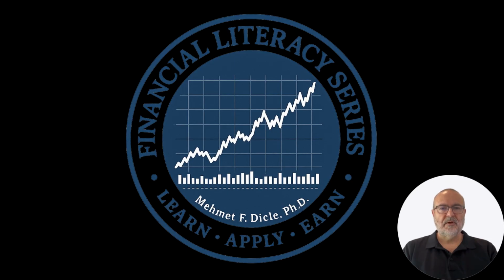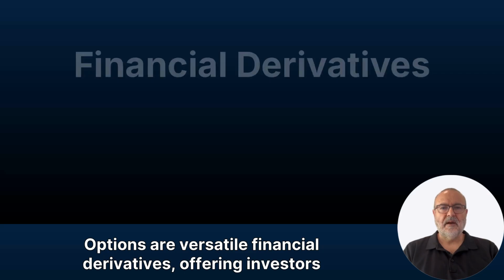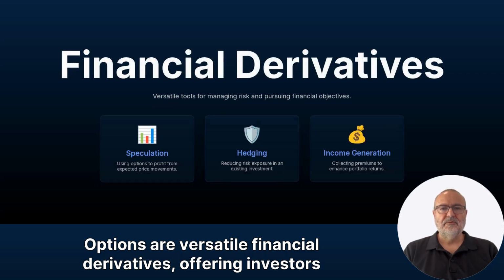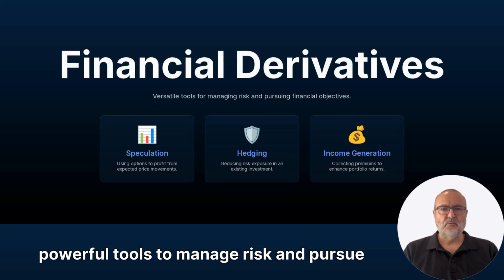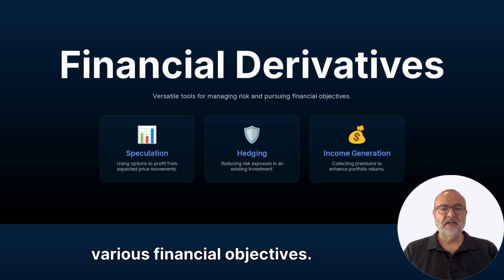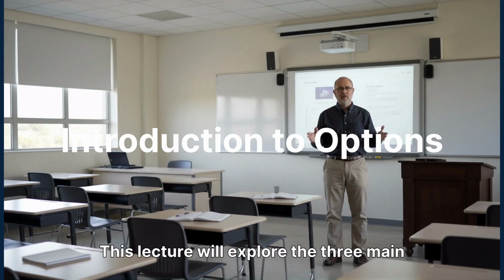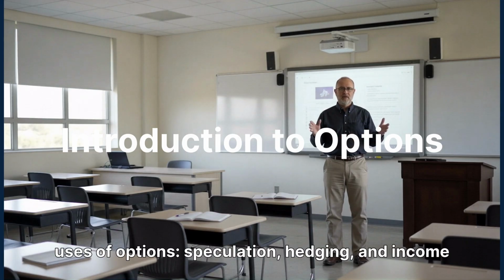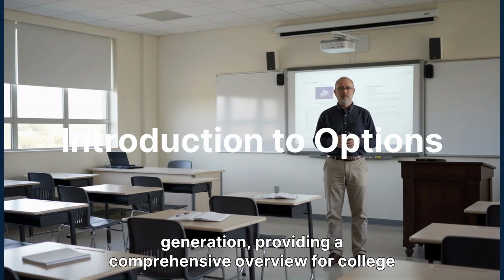Today, we will talk about using financial options to speculate, hedge, and generate income. Let's begin. Options are versatile financial derivatives, offering investors powerful tools to manage risk and pursue various financial objectives. This lecture will explore the three main uses of options: speculation, hedging, and income generation, providing a comprehensive overview for college students.